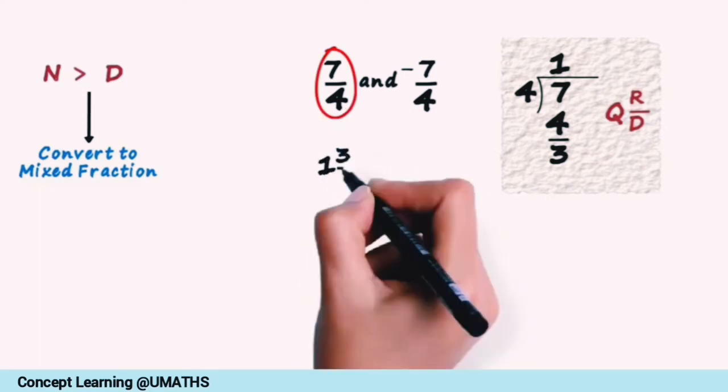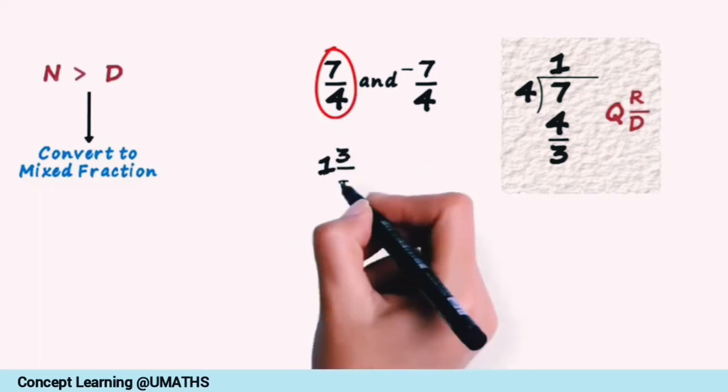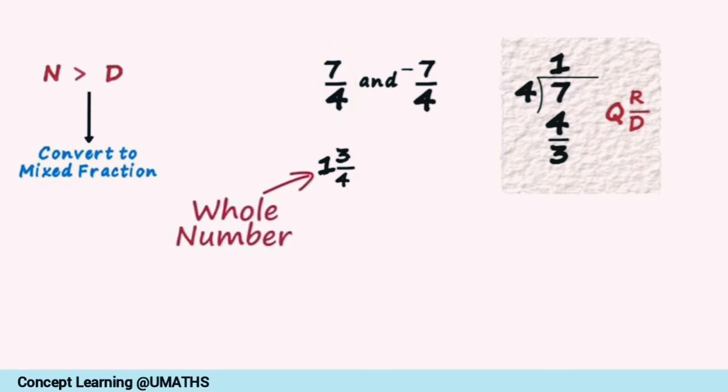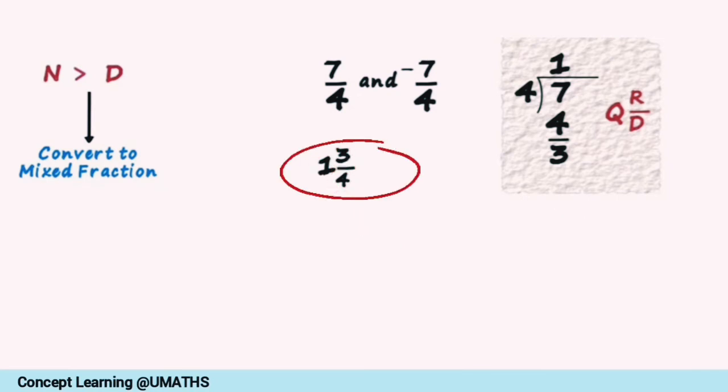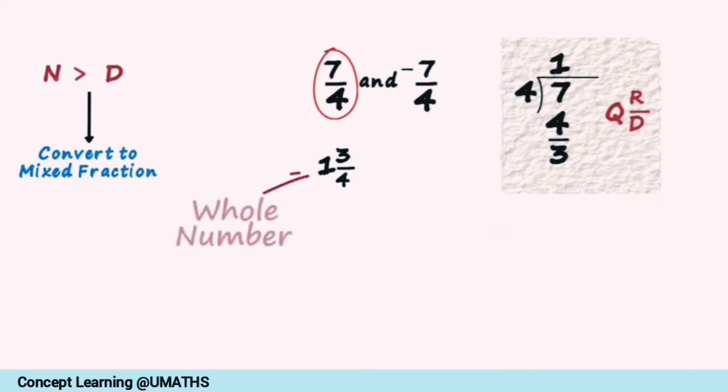So we write the mixed fraction as quotient, remainder by divisor. This is the whole part and this is the fractional part. So we can write 7 by 4 as 1 3 by 4. Here 1 is called the whole number part and 3 by 4 is called the proper fraction part. Each of the three numbers 1, 3 and 4 tells us something about where 7 by 4 is plotted on the number line. The whole number part tells us the position of 7 by 4.